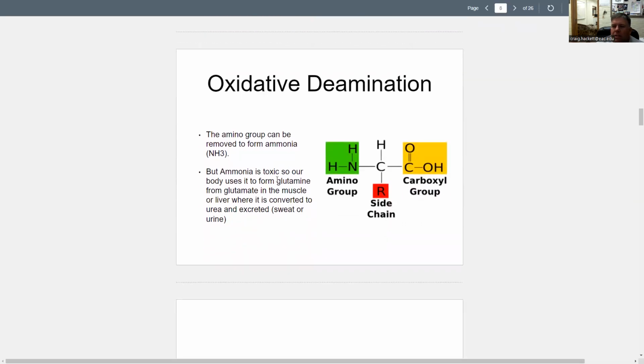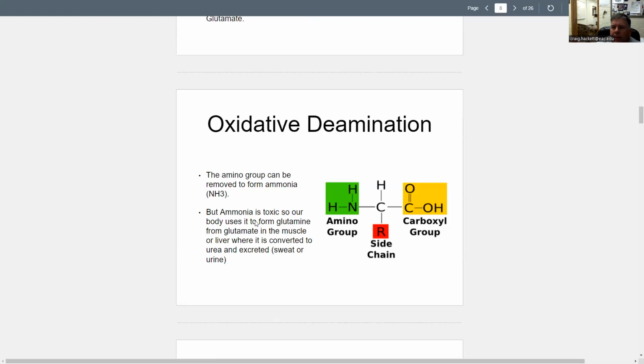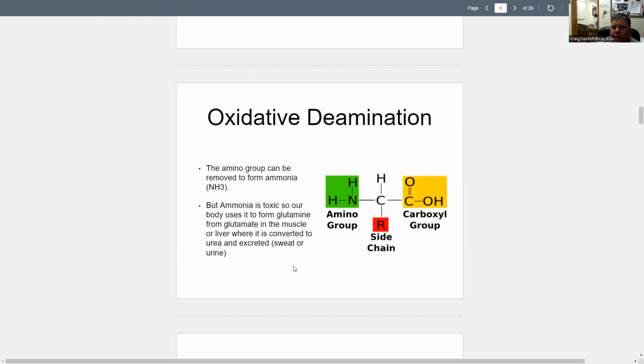We can also use oxidative deamination. And basically, we're going to remove that ammonia, right? So we use oxidative deamination to do that. And basically that's just done through the glutamate reaction. Again, don't dive too deep into this. I just wanted to show you that we can break it down, and that we do get rid of the toxic material that comes with it.